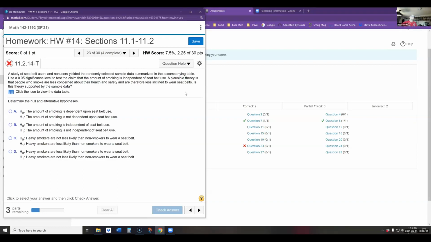To set up the null and alternative hypothesis, the null hypothesis is always for independence between the variables, and the alternative is always for dependence or not independent. Looking at A, it says the amount of smoking is dependent upon seatbelt use. That's not the null, that's the alternative. Looking at B, the amount of smoking is independent of seatbelt use. That sounds right. So it looks like it's B.